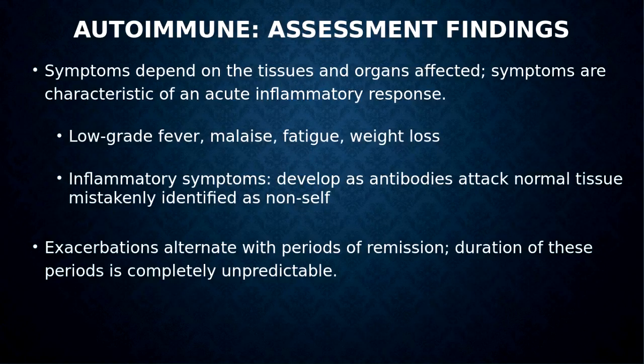Symptoms depend on the tissue and organs that are affected. And symptoms are characteristic of an acute inflammatory response. So the patient may have a low-grade fever, malaise, fatigue, weakness, weight loss. They may have exacerbations, so they may have periods when the signs and symptoms are worse than other times, and they may alternate with periods of remission.